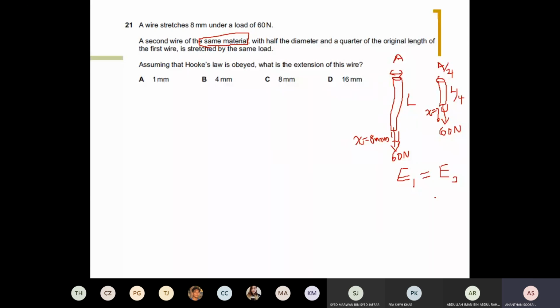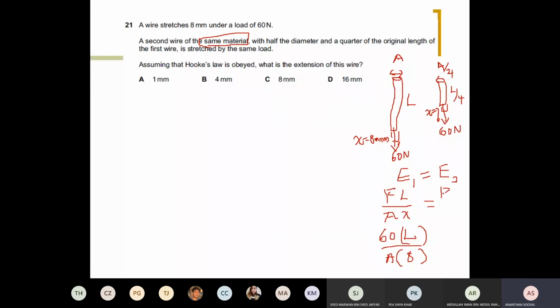Can I put in all the information? You get the x ready. So Young modulus, what's the formula? F, original length, over area and extension, right? So put all your information. F is 60. L is how much? They never said how much the L is, just put it as L. Area for the first one is A. Extension is found to be 8 mm. Do you need to change 8 mm to meter? You don't need to change, because it's an identical formula.